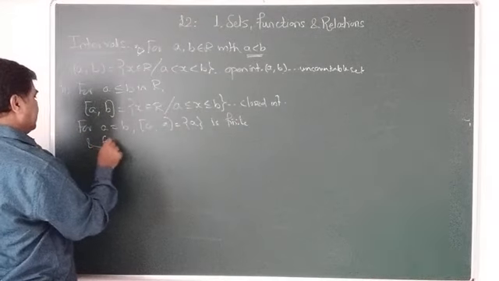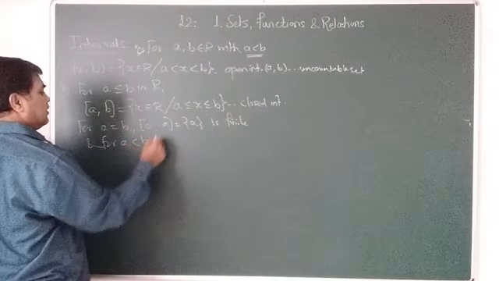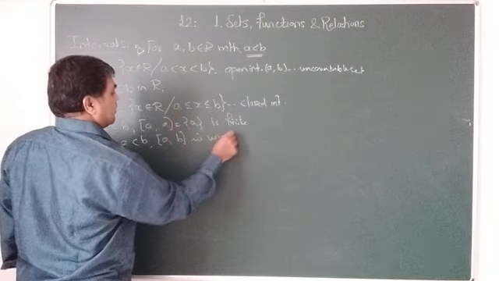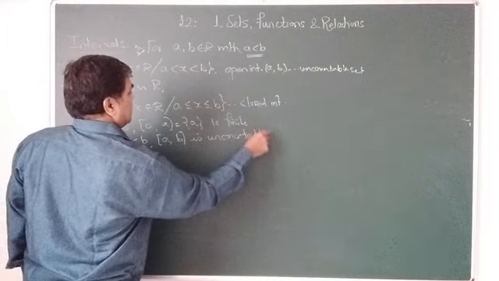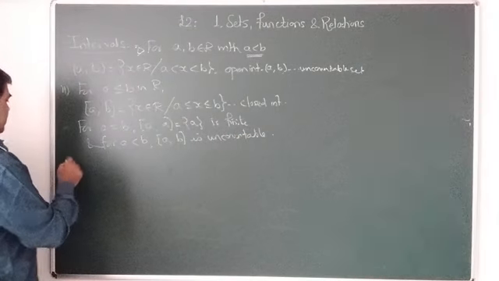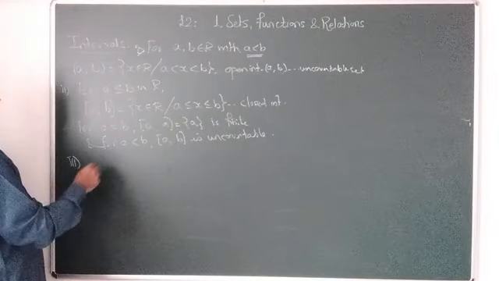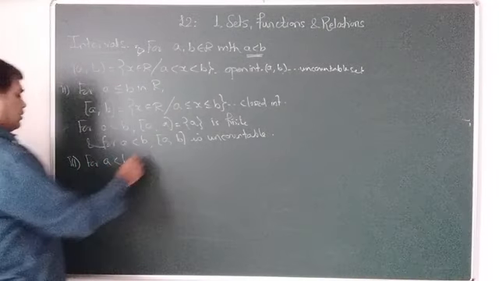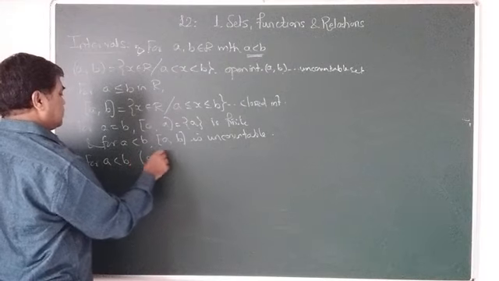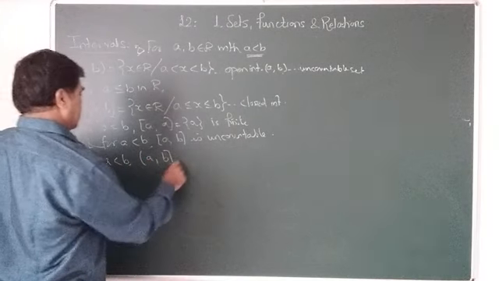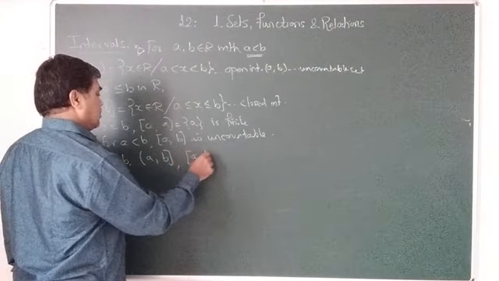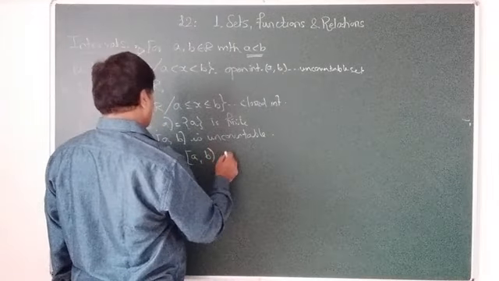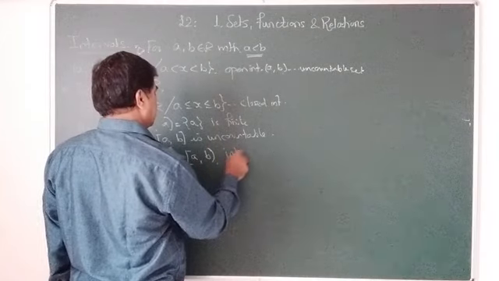And for a less than b, the closed interval [a, b] is uncountable. Third, for a less than b, open-closed and closed-open intervals are defined.